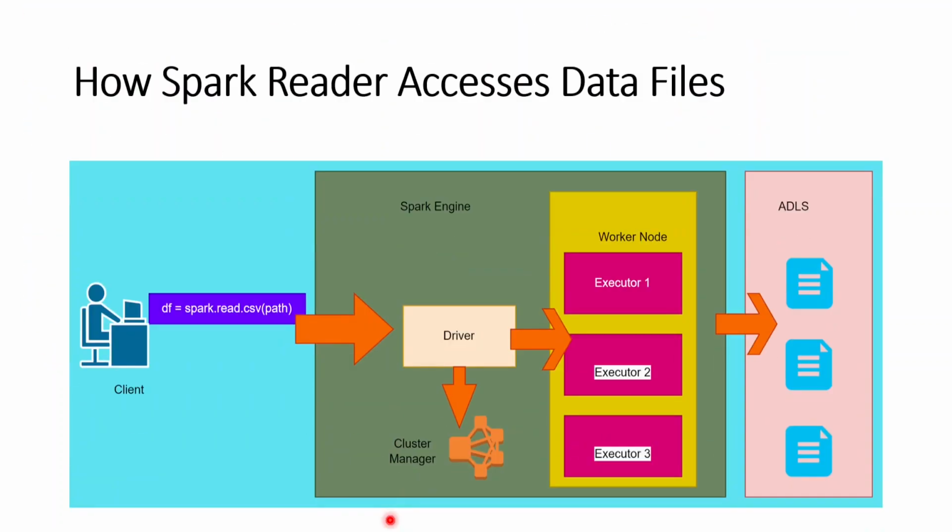In order to understand how partitions are created in a Spark environment, it's very important to understand the high level processes of a Spark application. Let's say a developer or a client application is contacting the Spark engine to create a DataFrame. The client application gives code like spark.read, that is the Spark reader, then .csv, then it gives some path. The path could be from Azure Data Lake Storage, an HDFS location, or even DBFS, the Databricks file system.